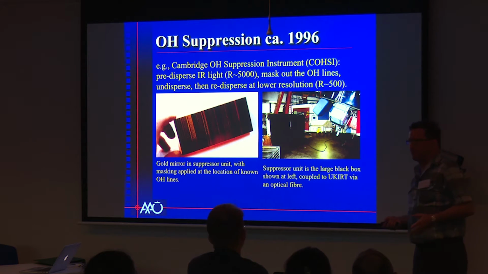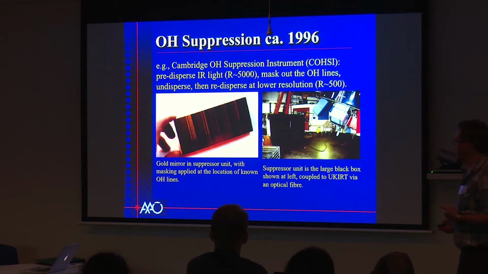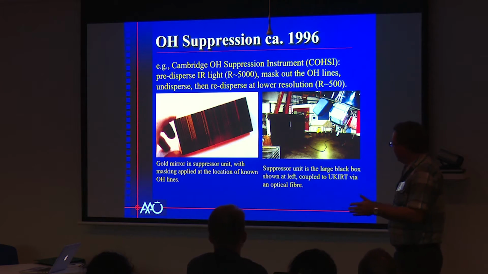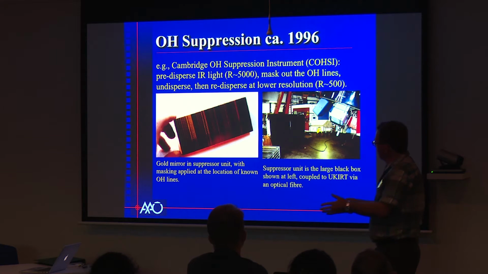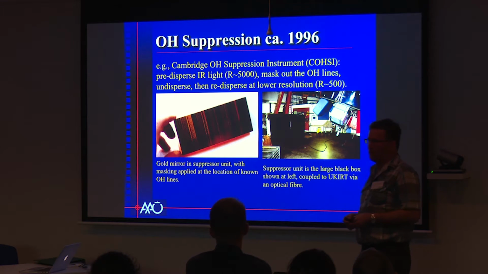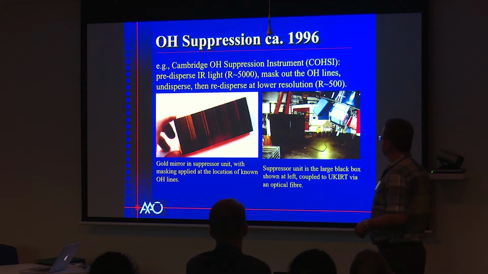Now, it was a good idea in theory, but in practice it was extremely difficult to get much light through it. It only had about a 1% useful throughput. And the other problem was that due to thermal effects, the spectrum would keep shifting relative to this mask. And so sometimes you get really good cancellation, and a few minutes later you get quite poor cancellation. But it was a brave attempt to basically knock out those OH lines and get rid of them from your data before you start to do science.